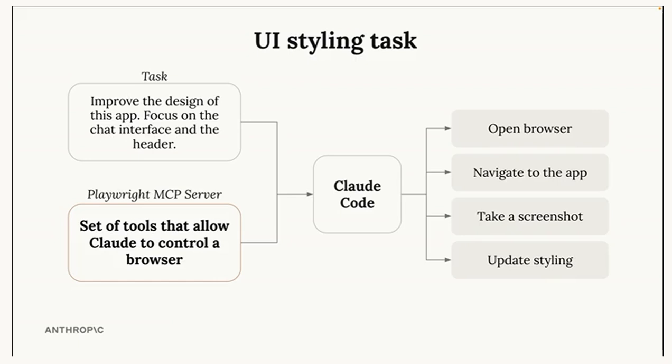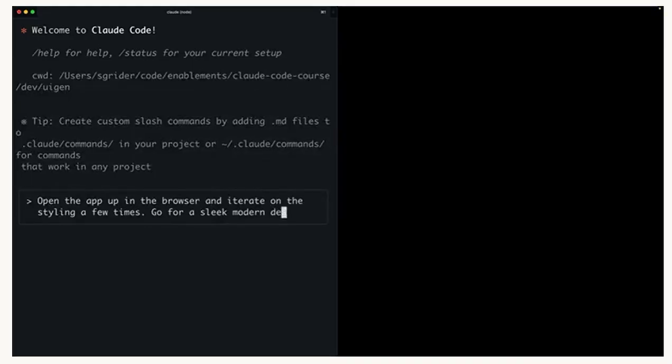If I just asked it to fix the styling in the chat interface and the header, it would likely do a fine job. But remember, my goal here is to show you how easy it is to add additional functionality to Claude Code. So along with this styling task, I'm going to also give Claude Code access to a new set of tools provided by something called the Playwright MCP server, which I'll tell you more about later on. These tools allow Claude to directly open and control a browser. So here's what that process looks like in action.